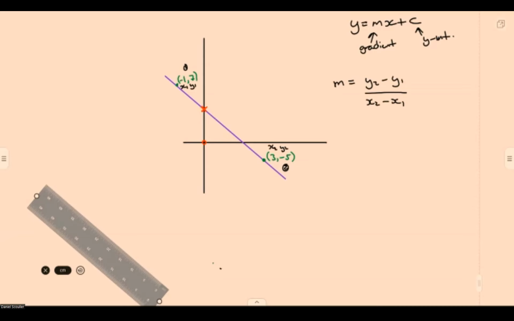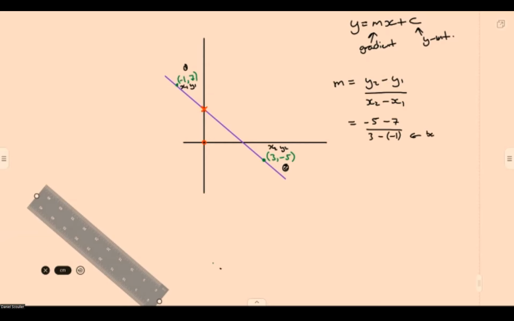Now it doesn't matter which way round you put these points, as long as x1 and y1 come from the same point, and x2 and y2 come from the same point. So don't worry about which one you choose to be the first point and which the second, it still works. y2 in this case is -5, y1 is 7, so take away 7. x2 is 3, and x1 is -1, so that will become a positive.